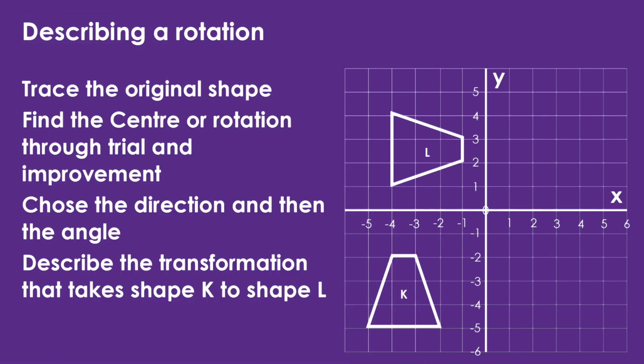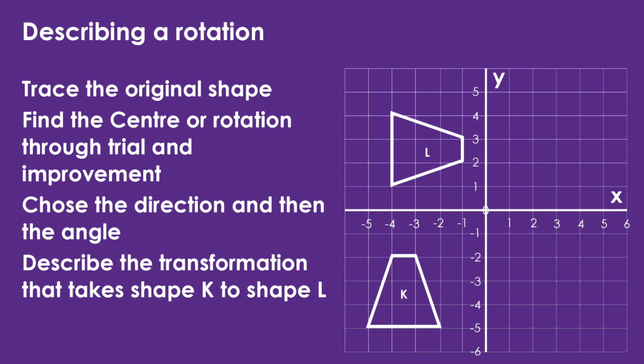Next, we're asked to describe a rotation. The easiest way to do this is to trace the original shape using tracing paper and find the centre of rotation by trying several points and improving your accuracy as you go. There are more mathematical methods, but they don't really lend themselves to this format, and I'd be advising you to use trial and improvement method even if we were doing this face to face.